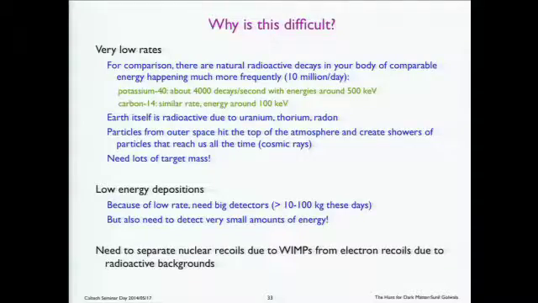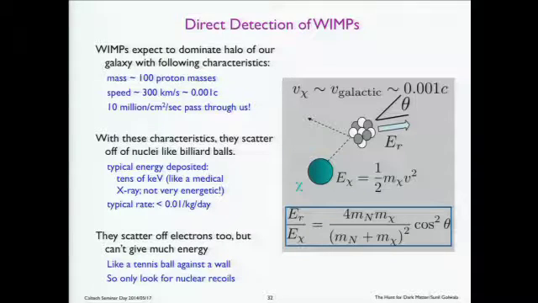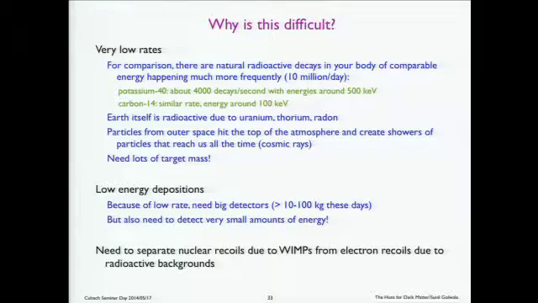So you need to get away from all of this stuff, and you still need to do it with lots of target mass. The energy depositions are quite low, tens of keV, but we need big detectors, so we need to detect small amounts of energy in big detectors. And then finally, as I mentioned before, we need to separate recoils of nuclei from recoils of electrons, which is actually what most of the radioactivity produces.